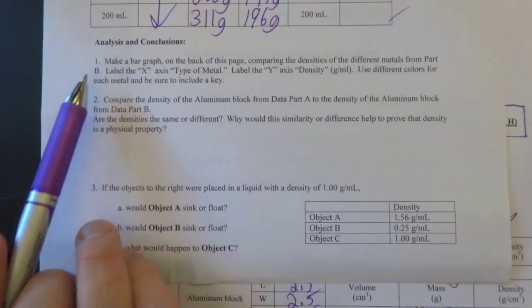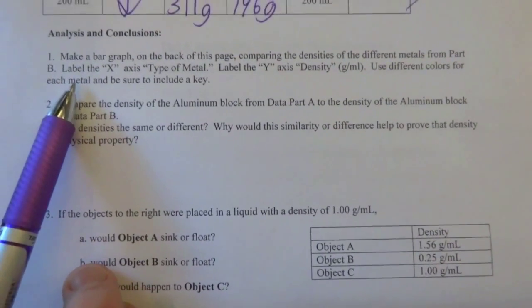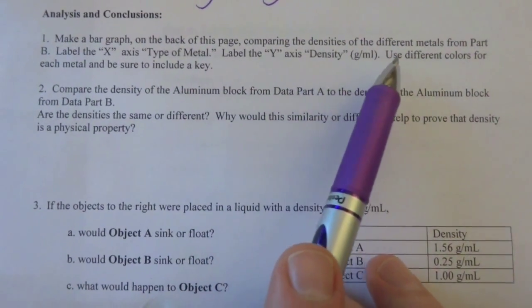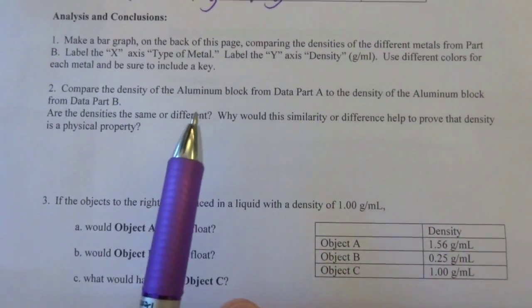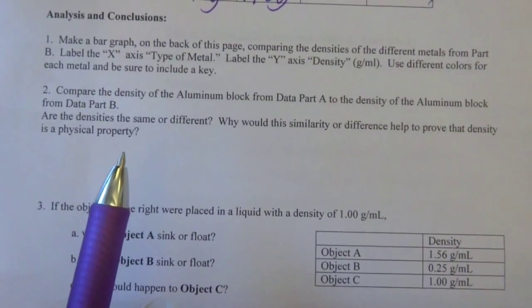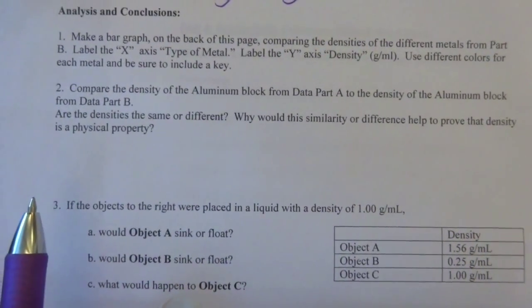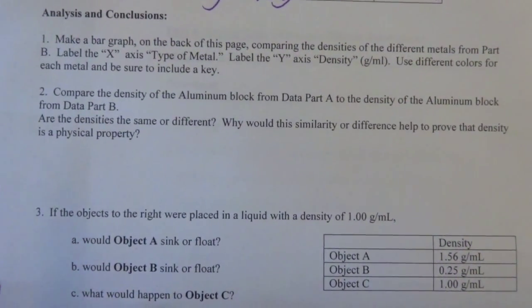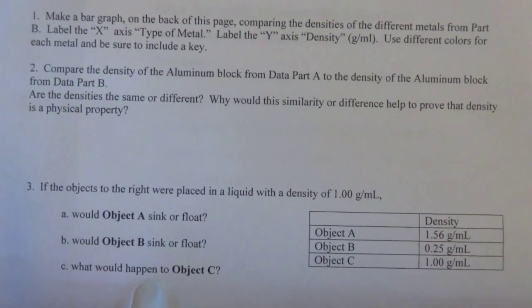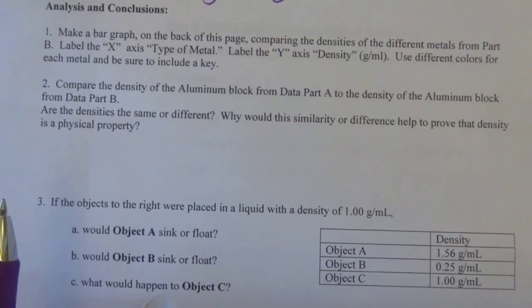After you complete that section, down here to the analysis part, it says you'll need to make a bar graph of the different densities of the metals of part B. So label your x-axis type of metal, label your y-axis density in grams per milliliter. You can use different colors if you'd like to. Make sure you include a key if you do. Now remember, that's the part B where we drop the large cubes inside the graduated cylinder.